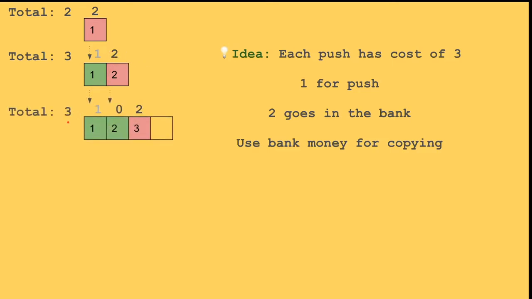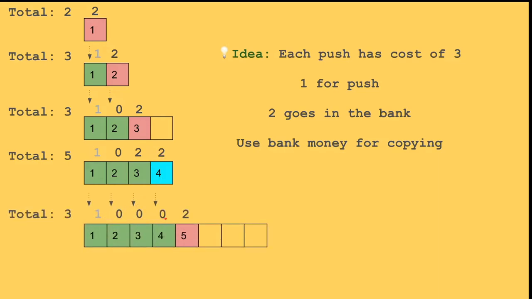Next, I write value 3. I double the size of the array, I copy 1 and 2 using the money that I have in the bank. So I had 4, I spent 2 of them to copy 1 and 2, so 2 becomes 0 because I spent them to copy. And then I insert 3, again 1 for push, 2 that goes on top of 2. Up next, pushing the value of 4. In this case, I didn't have to copy anything, so I just copy 4 here, and then the cost of pushing 4 is 3. I spend 1 for push, 2 goes in the bank, which sits on top of 4.